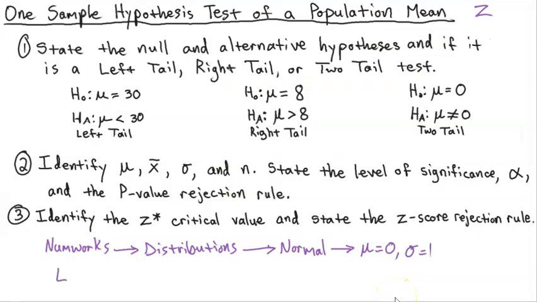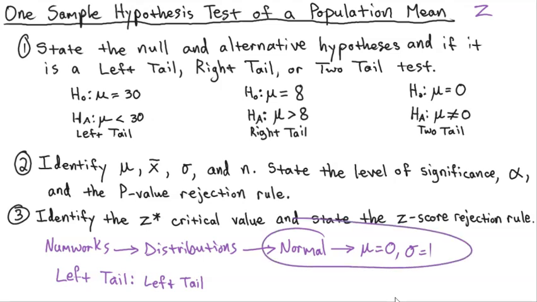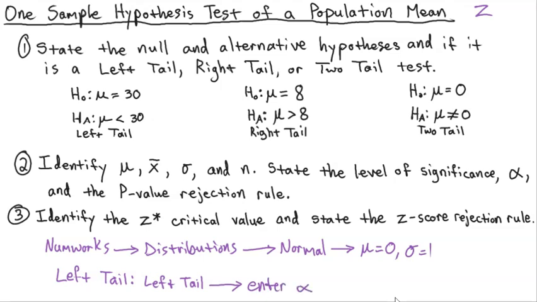It's really going to be different depending on which kind of test you're doing. If you're doing a left tail test, in NumWorks you're going to choose the left tail option in the normal distribution. Then you are going to enter the value of alpha, which could be 0.01, or 0.05, or 0.025, or 0.10.